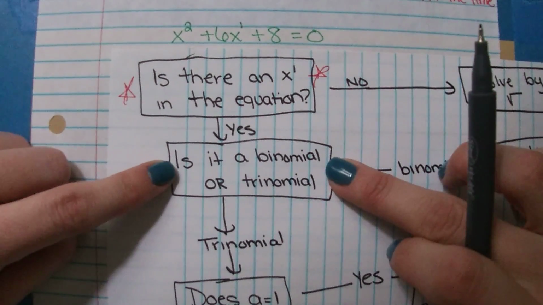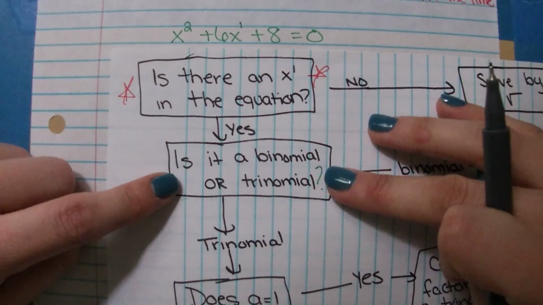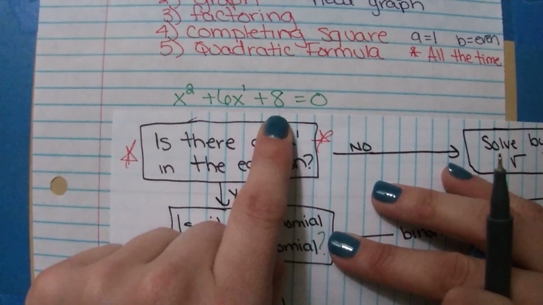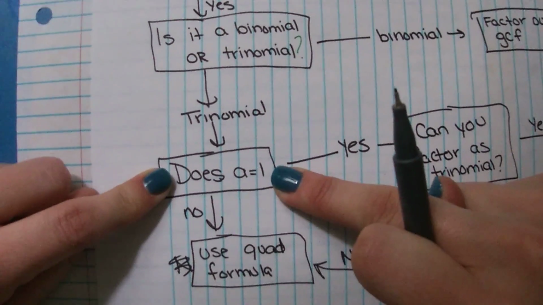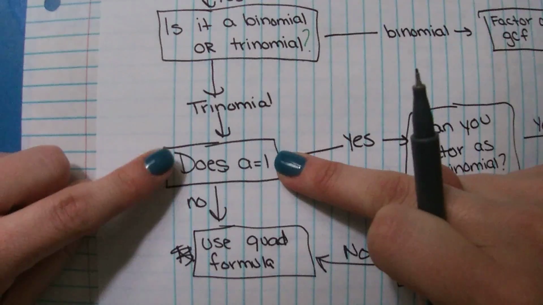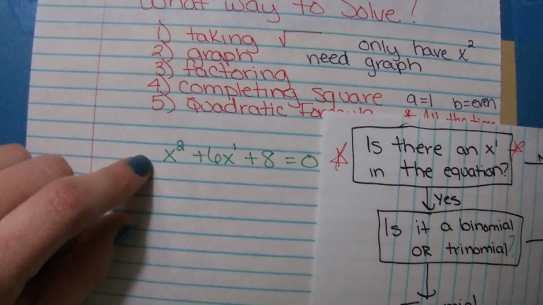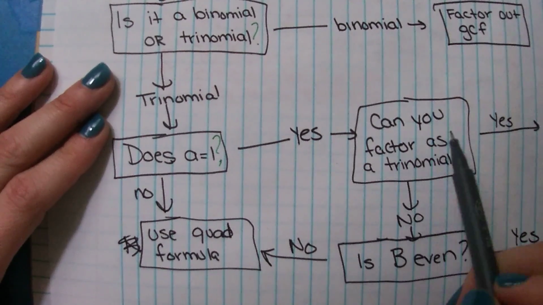Okay, so then the next question we'll ask ourselves, oh, there should be a question mark on here. Is it a binomial or a trinomial? Well, this has 1, 2, 3 terms, so it's a trinomial. So we're going to follow the trinomial line. Okay, next question, does A equal 1? So if we look at the problem, does A equal 1? Yes, A equals 1, so let's follow the yes line.